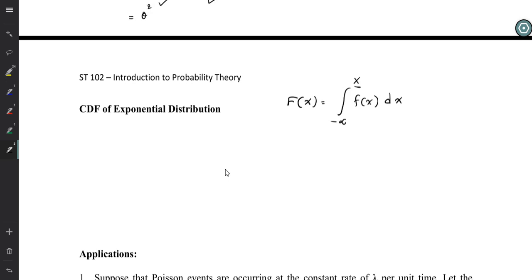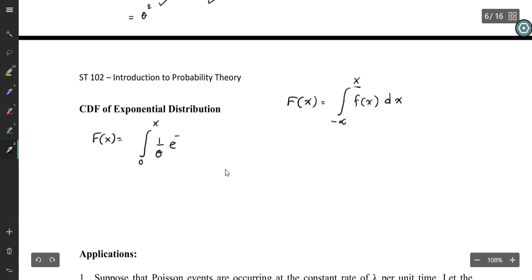Let's try to find the CDF of the exponential density. Capital F(x) is, with the lower limit of x from 0 up to x, the exponential density 1 over theta e to the negative x over theta dx. 1 over theta, let's take it out, and you get negative theta e to the negative x over theta, evaluate from 0 to x. So this is the antiderivative. This theta and this theta cancel out. You have the negative sign outside, and evaluate e to the negative x over theta from 0 to x. What do you get?